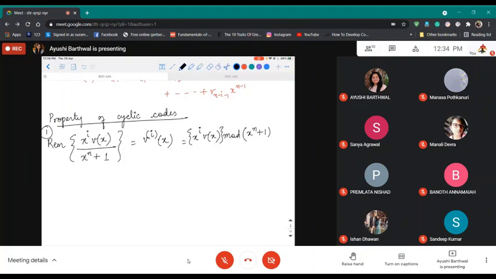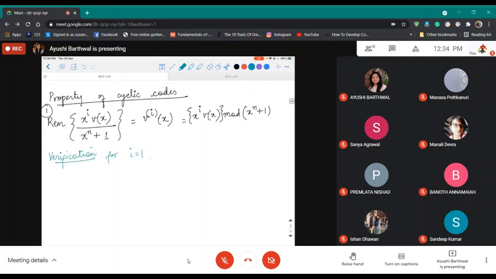So let's verify this for i is equal to 1. If I multiply V(x) by x, we will get V0 x, V1 x square, V2 x cube, up to the highest most term, which was Vn minus 1, x^(n minus 1), which will become x^n.